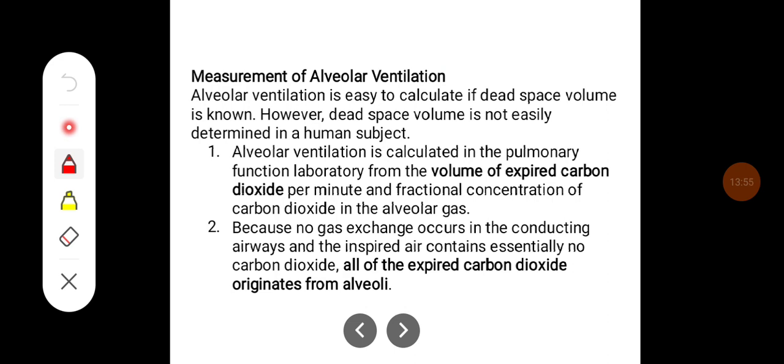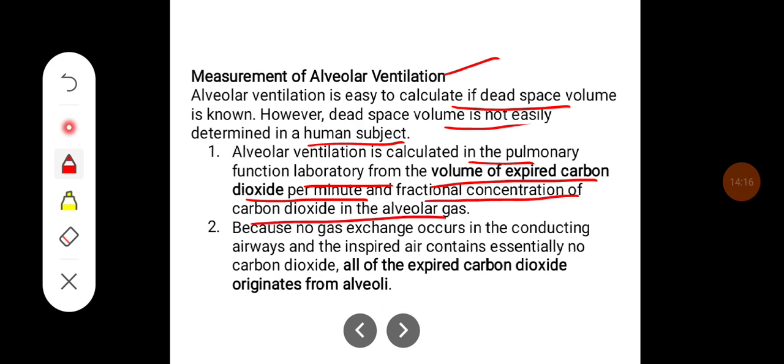How do you measure alveolar ventilation? Alveolar ventilation is easy to calculate if dead space volume is known. However, the dead space volume is not easily determined in a human subject. Alveolar ventilation is calculated in the pulmonary function laboratory from the volume of expired carbon dioxide per minute and the fractional concentration of carbon dioxide in the alveolar gas.